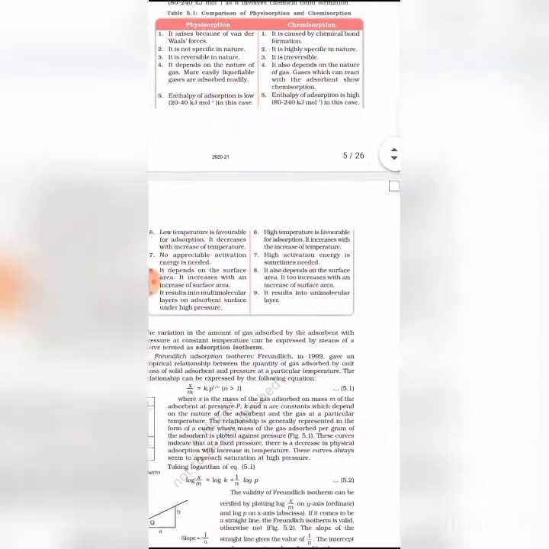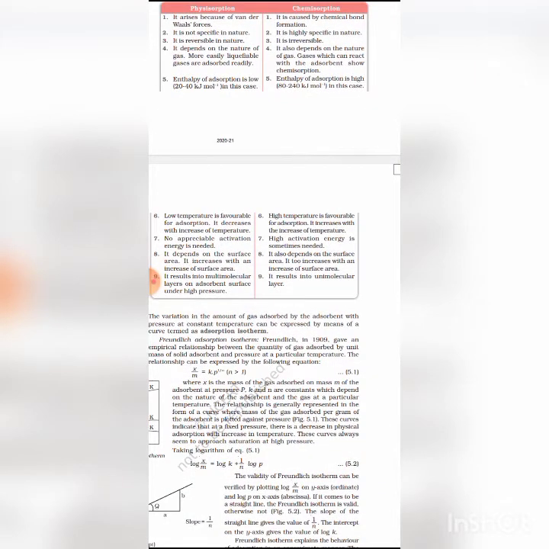For physisorption, low temperature is favorable for adsorption because it decreases with the increase of temperature. But for chemisorption, high temperature is favorable for adsorption and it increases with the increase of temperature. For physisorption, no appreciable activation energy is needed, but for chemisorption, high activation energy is sometimes needed.